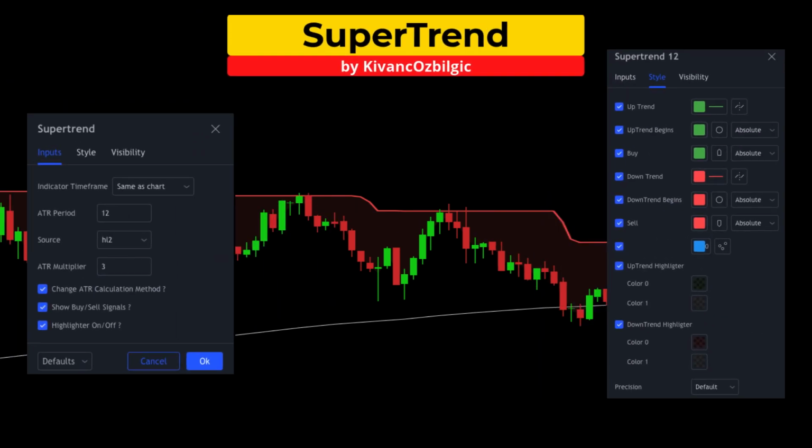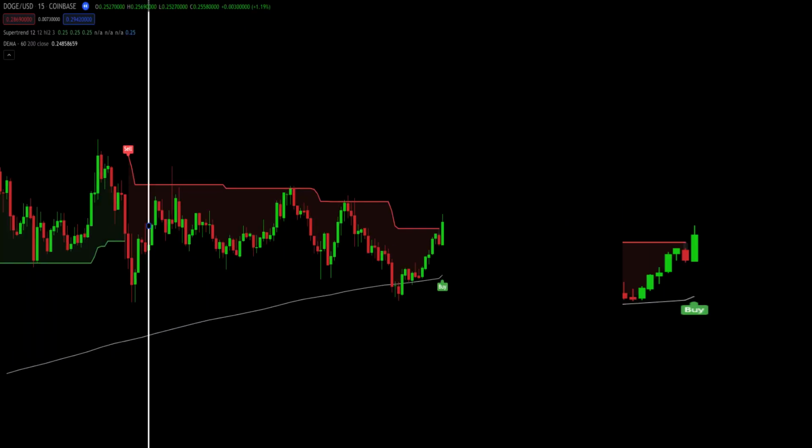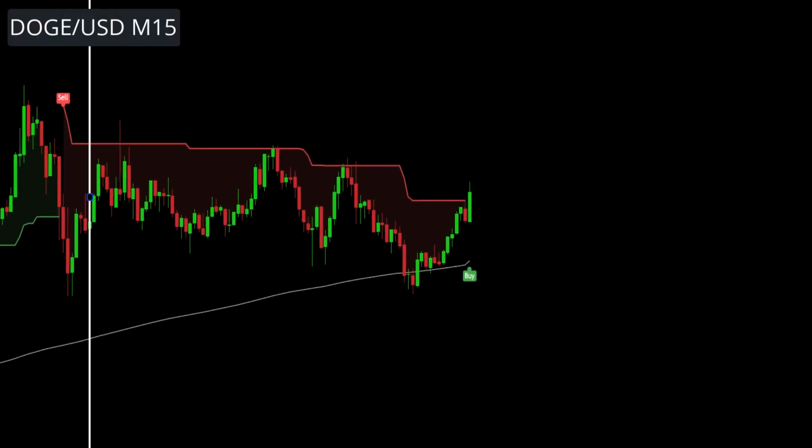The second indicator is the SuperTrend strategy set to a 12 ATR period and a 3 ATR multiplier. This study will provide our triggers for entries and exits. Let's go over some examples. This chart is DOGE versus the US dollar, 15-minute candles.